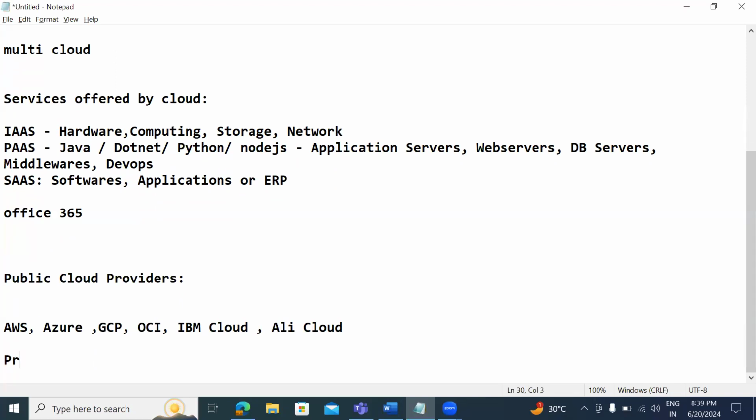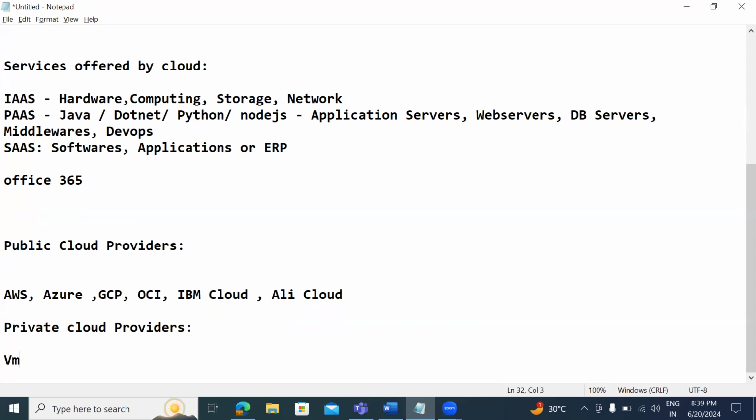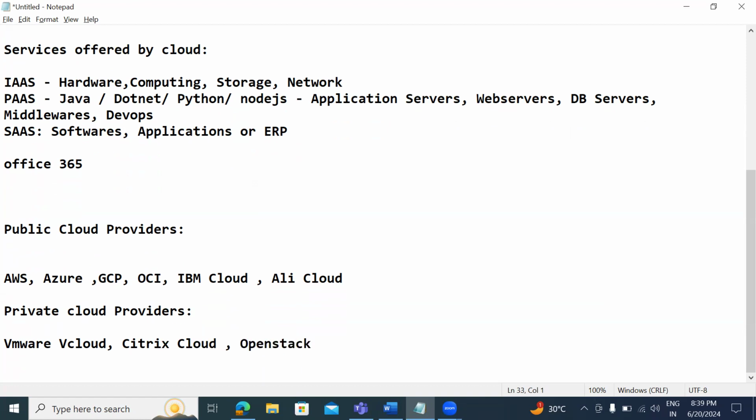Can you tell some examples of on-premises private cloud providers? VMware and Citrix. VMware has VMware vCloud, and Citrix has Citrix Cloud. Then one more is called OpenStack. I'll tell one example.